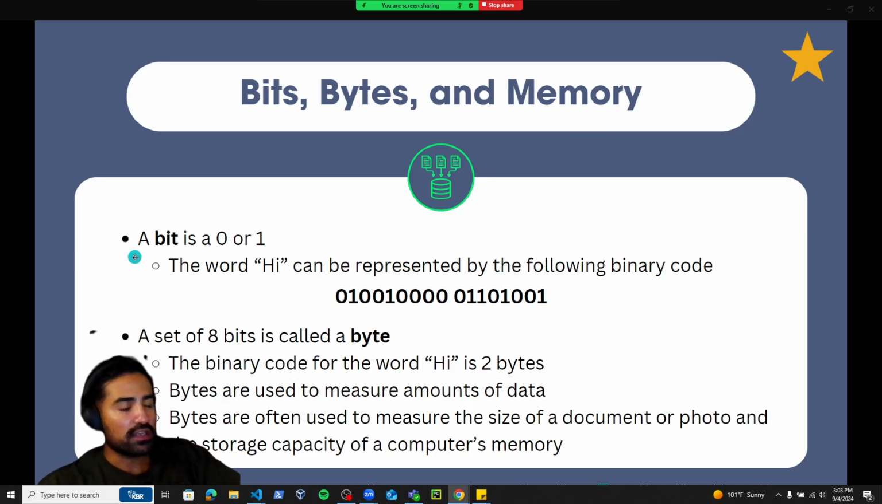So as we said, a bit is the smallest unit of data that a computer can read. Well, a computer reads in zeros and ones, so a bit can either be a 0 or a 1 because it's binary data. So the word high, like we saw in the previous slide, is represented by this very long binary code.